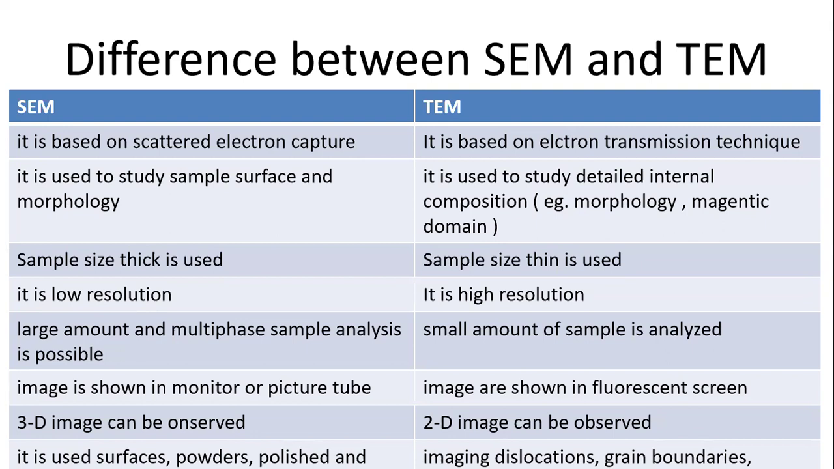Image is shown on a monitor or picture tube in SEM. Images are shown on a fluorescent screen in TEM. 3D images can be observed in case of SEM. 2D images can be observed in case of TEM. SEM is used for surfaces, powders, polished samples, while TEM is used for imaging dislocations, grains, and boundaries.